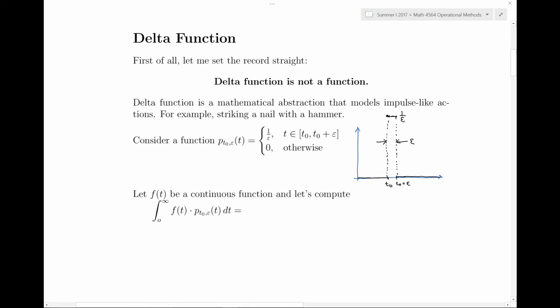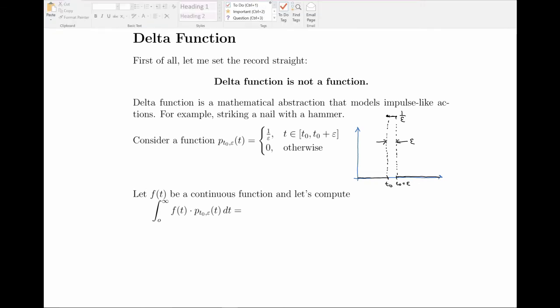And the value that it has is 1 over epsilon. We can think about it as a short burst of force for the time interval epsilon, and the magnitude of the force is 1 over epsilon. So if we make epsilon very small, then this will be like striking something with a hammer. Note that the area under the graph for this function is always 1, because the width of the impulse is epsilon and the height of the impulse is 1 over epsilon.